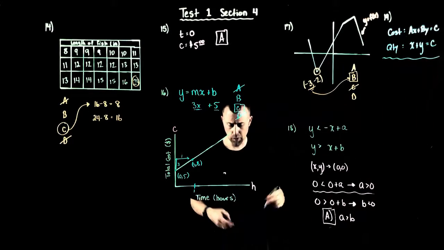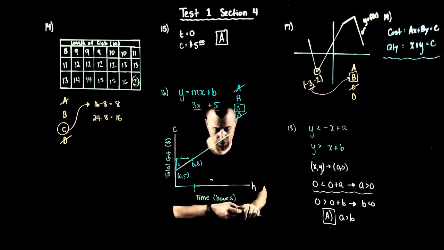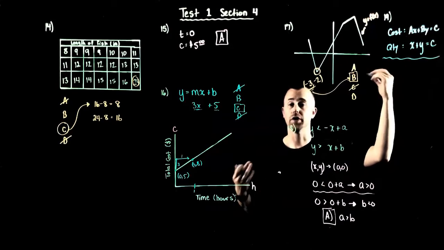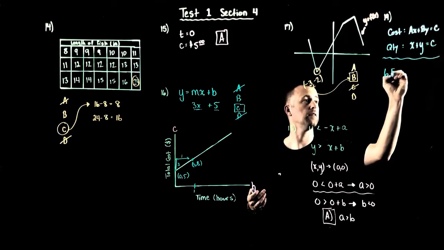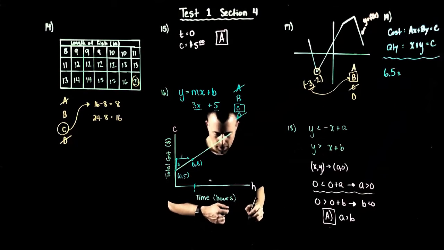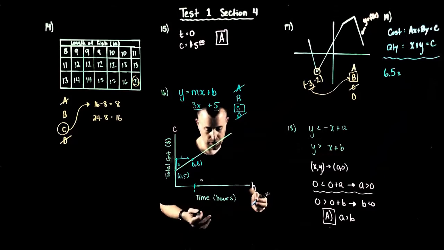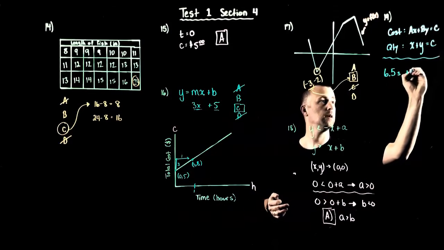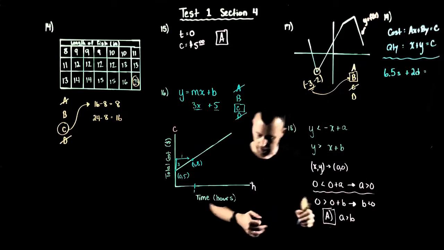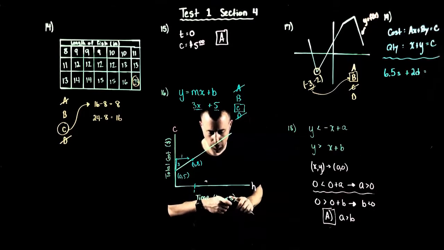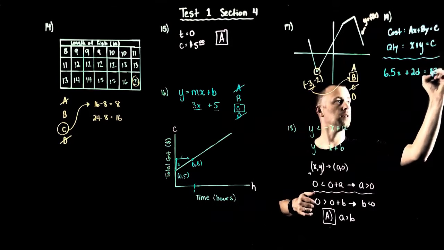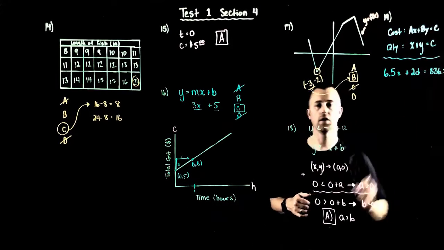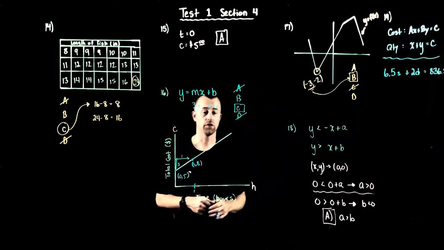So this one, they're spending a lot of time talking about costs. You'll see that a food truck sells salads for $6.50 each. So again, that word each means a rate, so that's going to be one of my costs. So I'm going to go 6.5S for salads, plus, in this case, the drinks are $2 each, so plus 2D. And that's going to equal, it looks like the total cost for the entire day is $836.50. And I know anything that deals with cost is going to go into my cost equation.